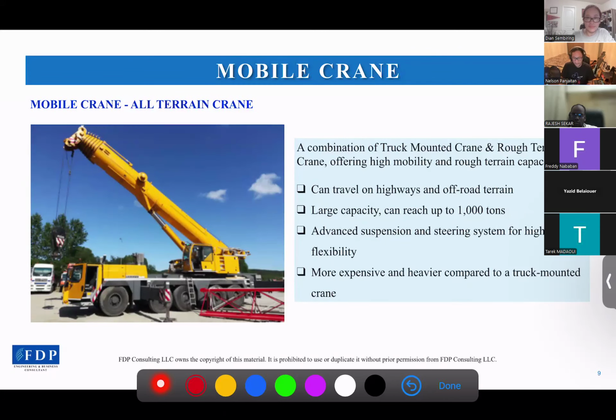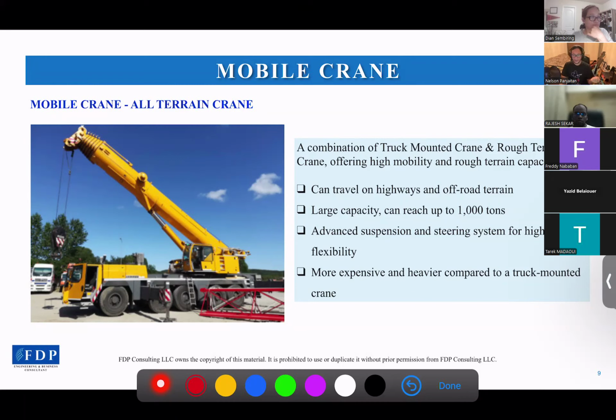After the rough terrain crane, we also know the all-terrain crane. This type of crane offers high mobility and rough terrain capacity. Like many trucks, this crane can travel on the highway. And like a rough terrain crane, this crane can also travel on rough ground. So it's a combination of the truck-mounted crane and the rough terrain crane.